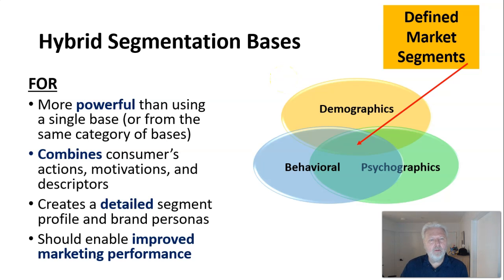Okay, let's have a look at the advantages of hybrid segmentation. First thing is it's clearly going to be more powerful. We have a lot more information coming in. In this case, we have a demographic which describes characteristics about their age or income or occupation. We have behavioral, which says, hey, they're brand loyal, or they shop around on price, or they're influenced by deals, or they're influenced by salespeople, etc.